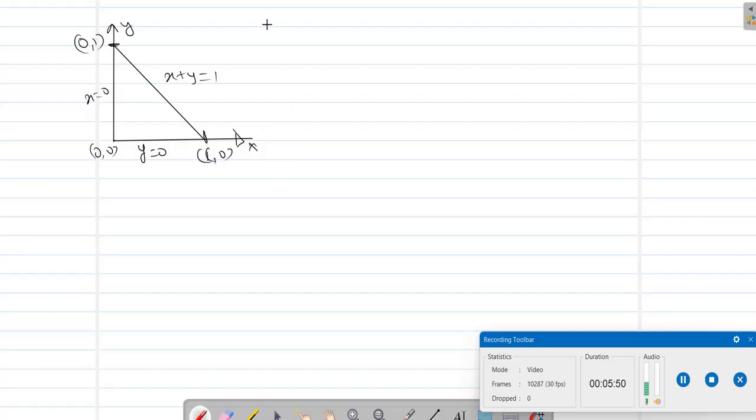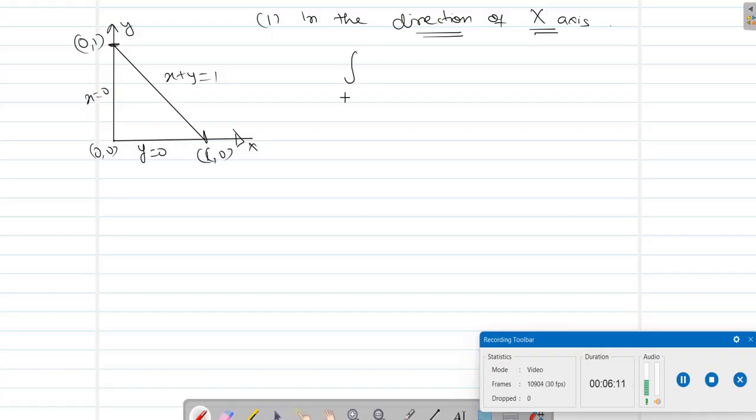Now I can fix the limit in two ways. The first way is in the direction of x, or the x-axis. So what will happen if we want the limit first in the direction of x?